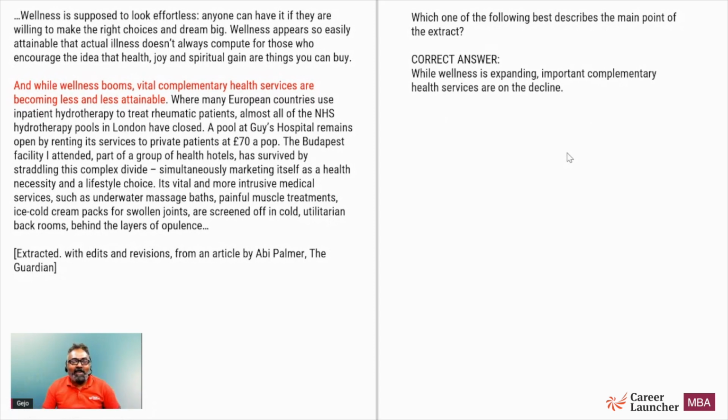We'll have to do this. While wellness is expanding, important complementary health services are on the decline. Okay, what do we do? Instead of booms, we said expanding. Instead of vital, we put important. Less and attainable, on the decline. Done. There is nothing wrong with this.